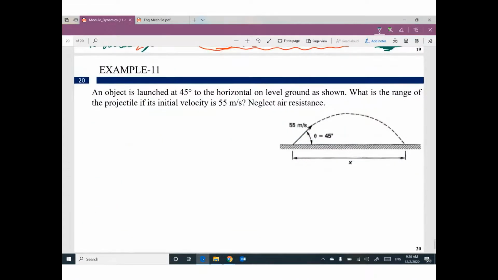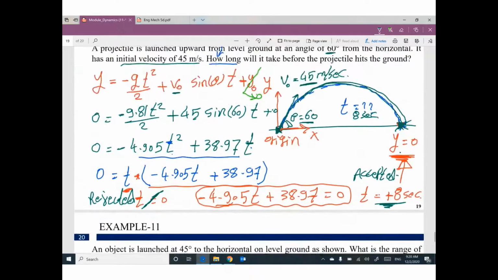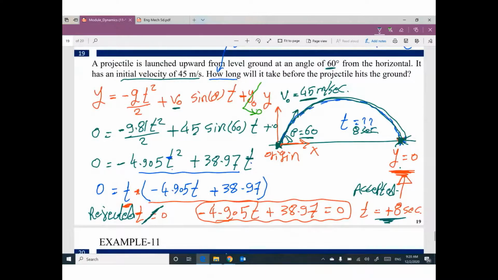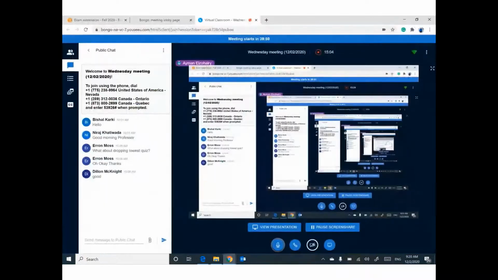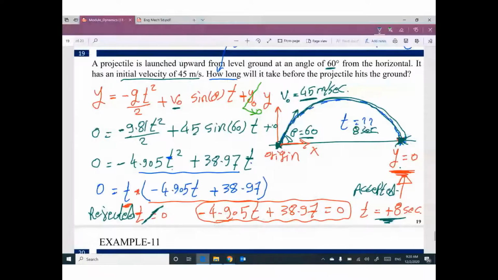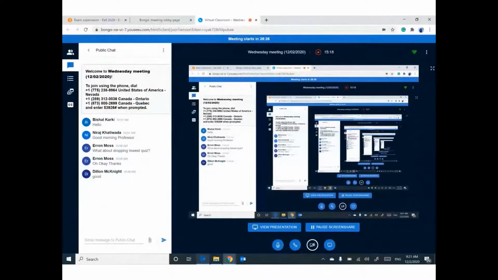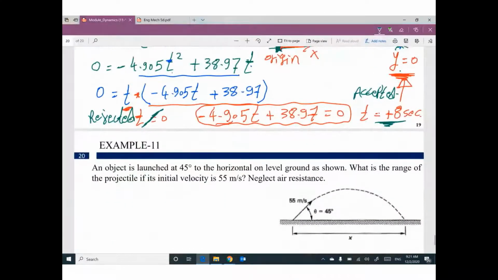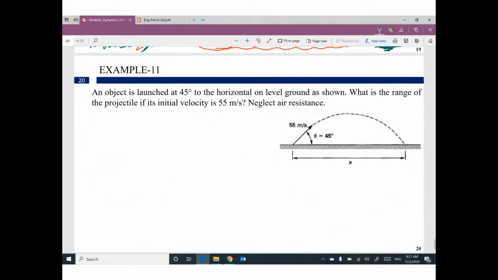Anyway, one more example. But before solving the last example, do you have any question? Do you have any question? Any question so far? Okay. The last one, piece of cake.